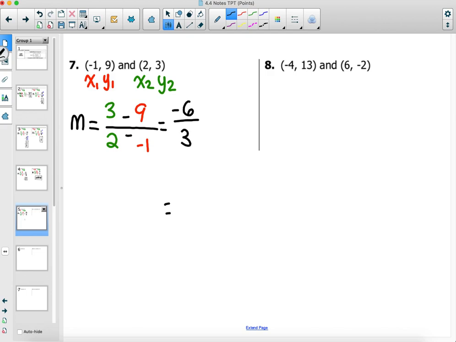I can divide both the top and bottom here by 3, or you can even just type it in the calculator right away, because we know -6 divided by 3 is -2.